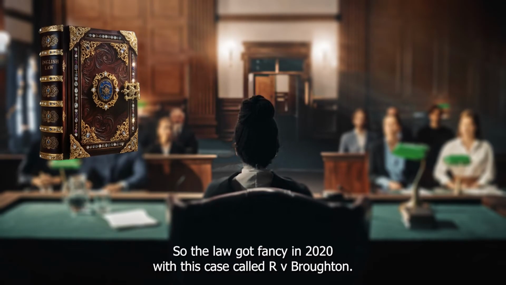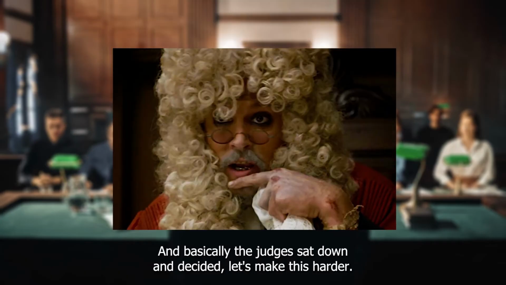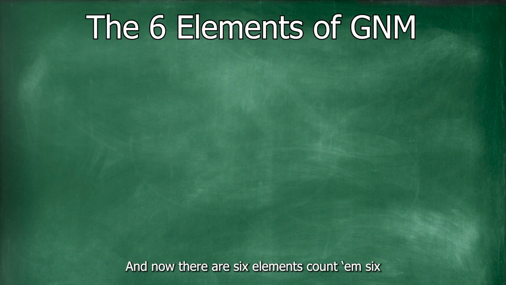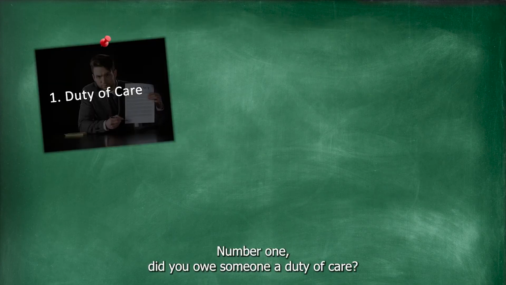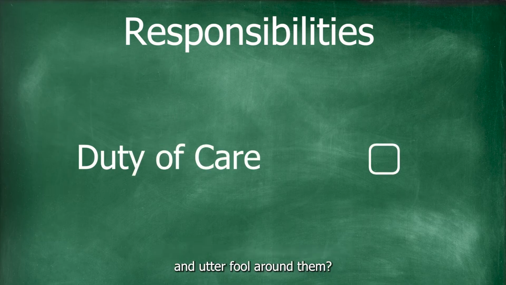whole lot of trouble. So, the law got fancy in 2020 with this case called R v Broughton. Basically, the judges sat down and decided, let's make this harder. And now there are 6 elements, count them, 6, that the prosecution must prove. Number 1. Did you owe someone a duty of care? Like, did you have a responsibility to not be a complete and utter fool around them? If yes, congratulations. Step 1, check.